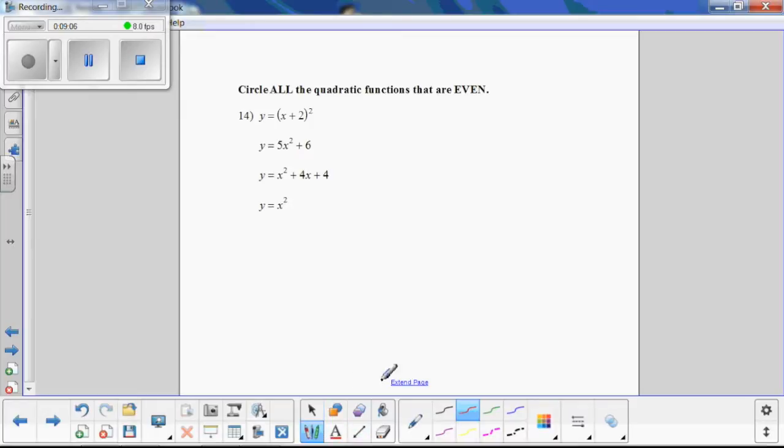We also talked about even functions. Remember, even functions are symmetrical about the y-axis, so when I graph them, they hug that axis. They're not moved left or right. So I know that the first one is not even because it has that +2. But I look at something like the second one, and it is not moved left or right, so that is even.